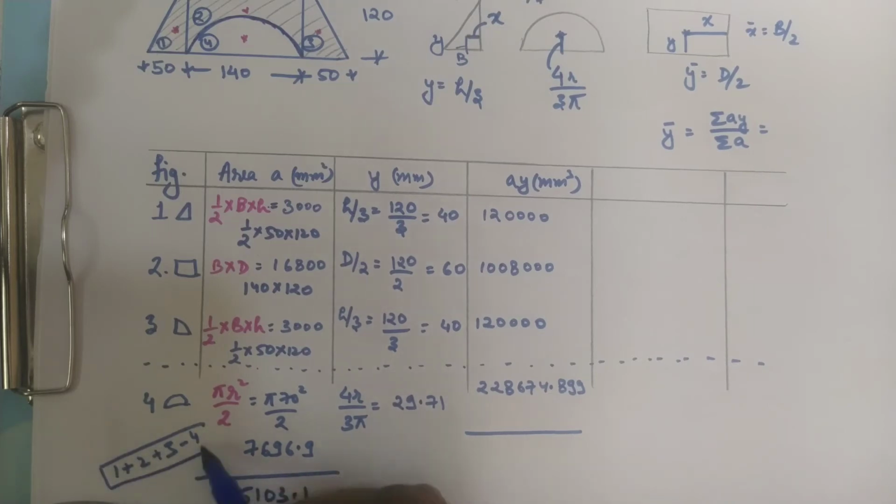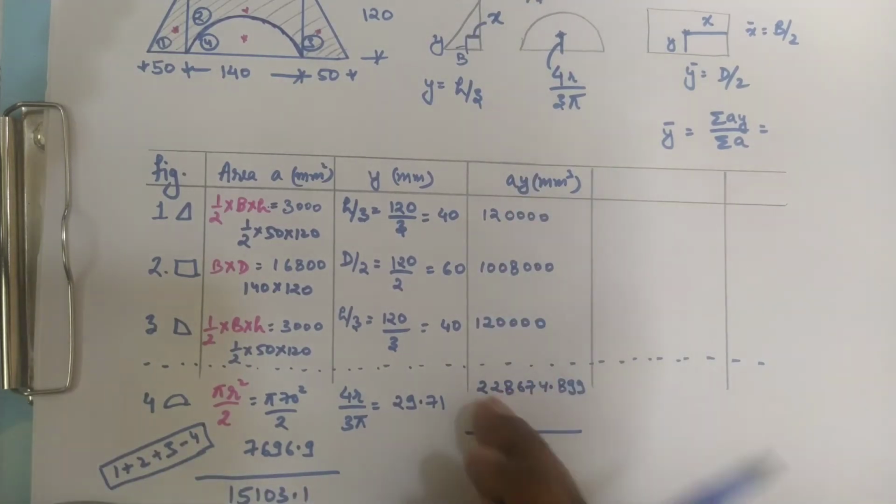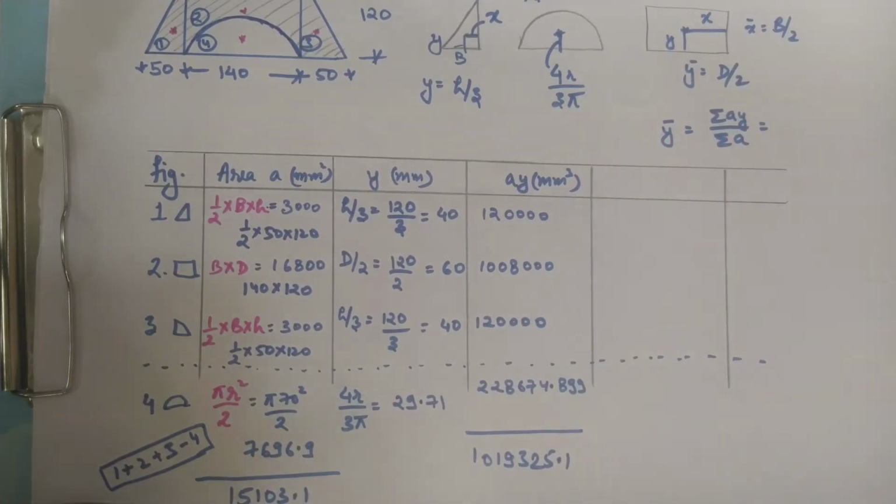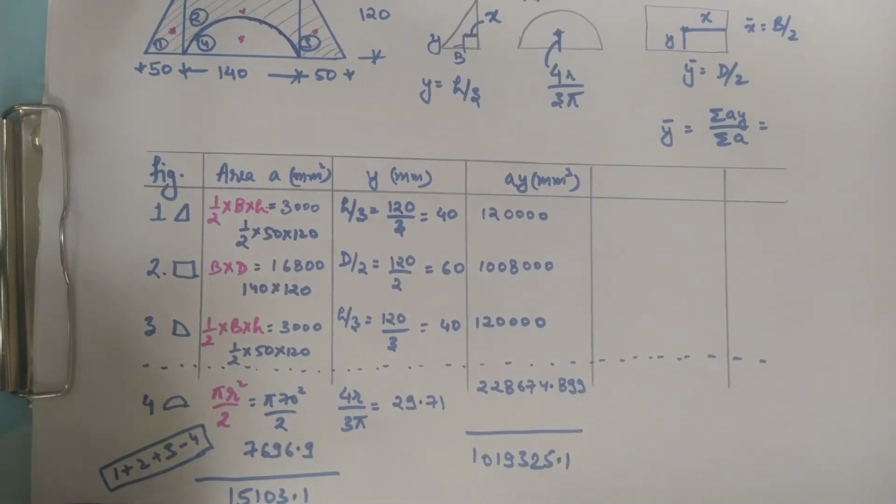This we are following. Again, in this one, same procedure we'll be following. We are having 101,932. Now finally we have to identify what is your y bar here. The question was to find out the center of gravity.